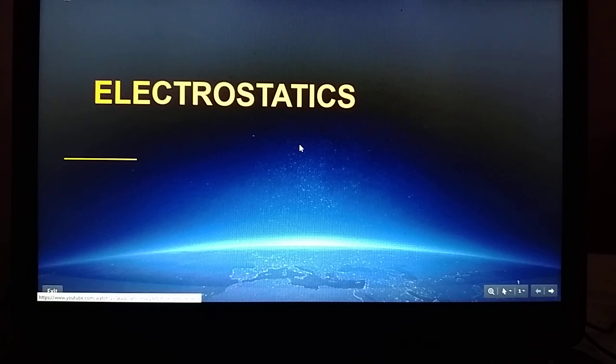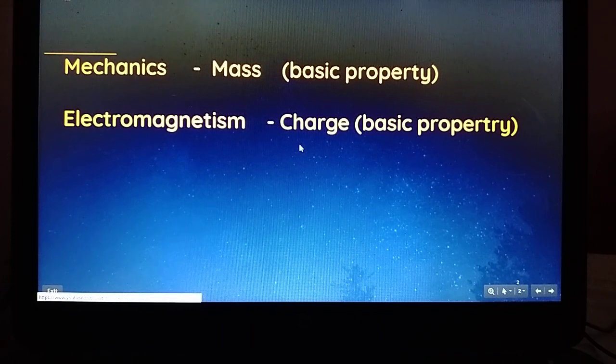In this video, I'm just going to start with electrostatics. That is our first topic. Now, if you remember, in mechanics, the basic property was mass. In electromagnetism, the basic property would be charge. So let's start with the definition of electrostatics. Electrostatics deals with the study of forces, fields and potential arising from static charge.